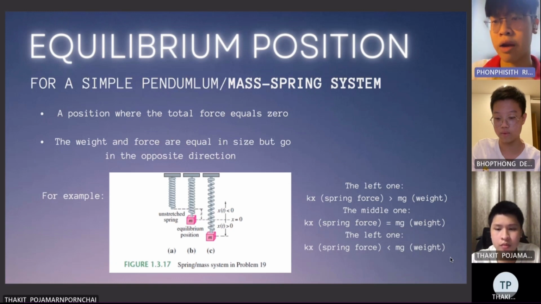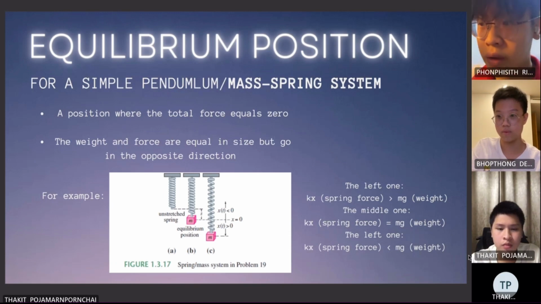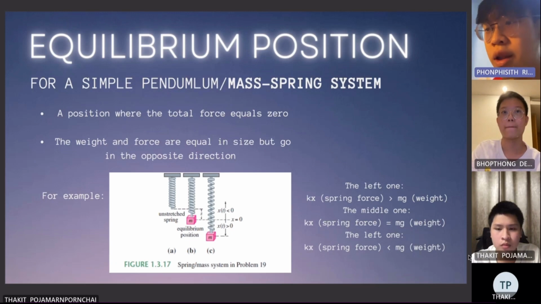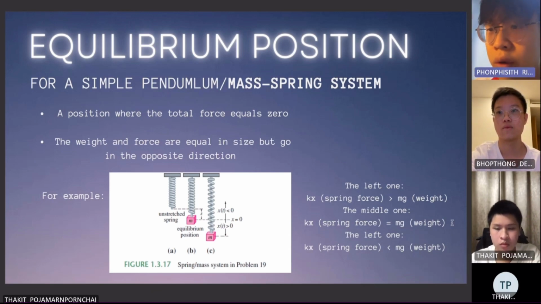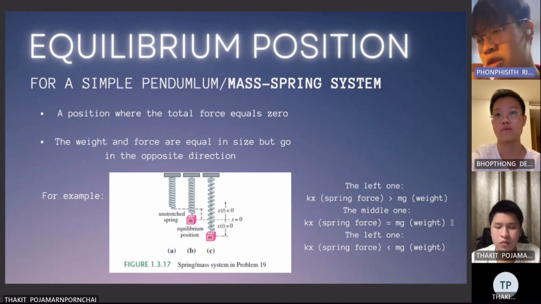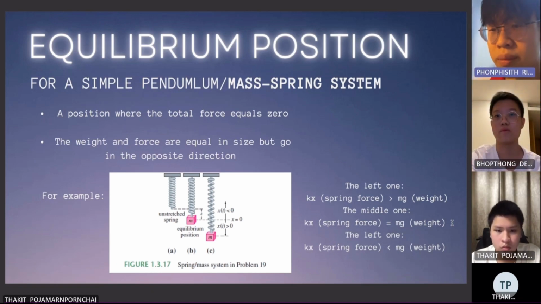For example, in the diagram in the slide right here, the utmost left one is where the spring force is more than the weight, leading to a compressed spring. The middle one is when the spring force is equal to the weight, leading to an equilibrium position. While the most right one is when the weight is more than the spring force.